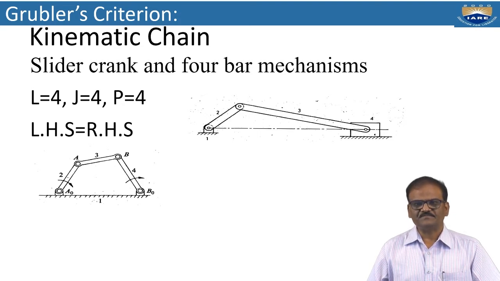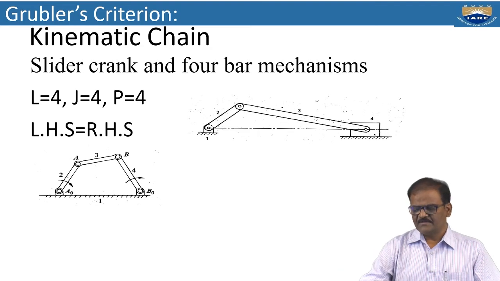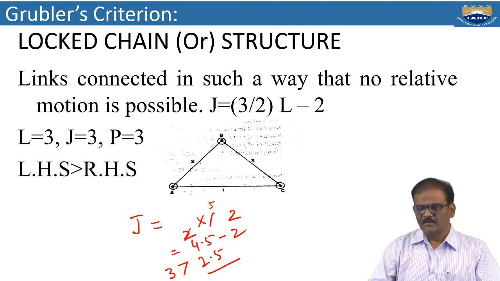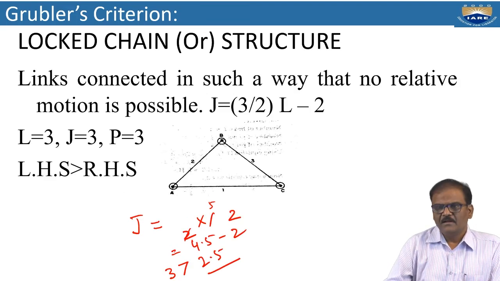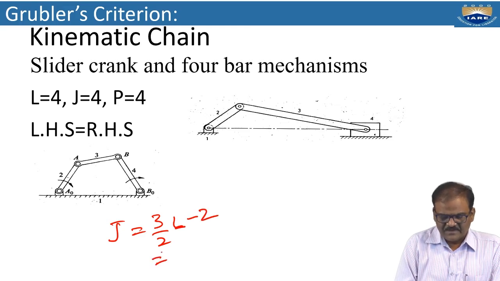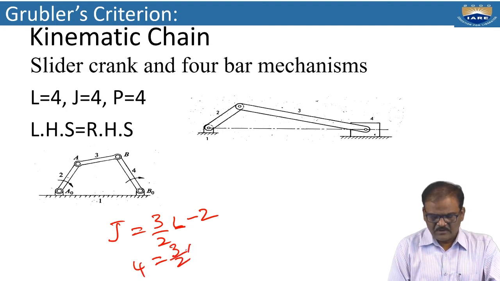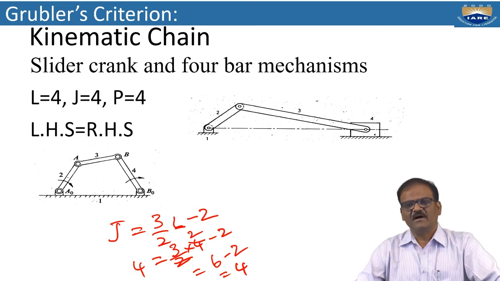In this also, if we apply our criteria, J is equal to 3 by 2 into L minus 2. In this case, there are 4 turning pairs, so J is 4, and 3 by 2 into 4 minus 2 is 6 minus 2, which is equal to 4. Therefore, the criterion is LHS is equal to RHS.